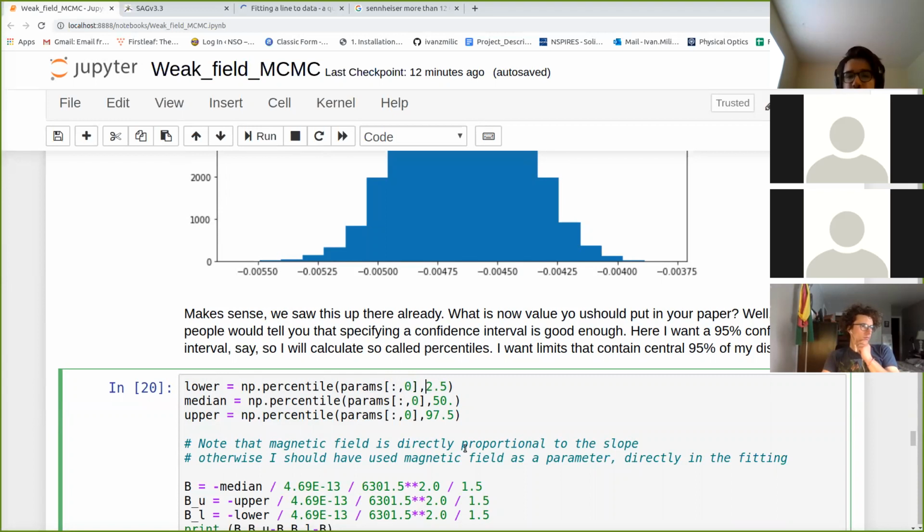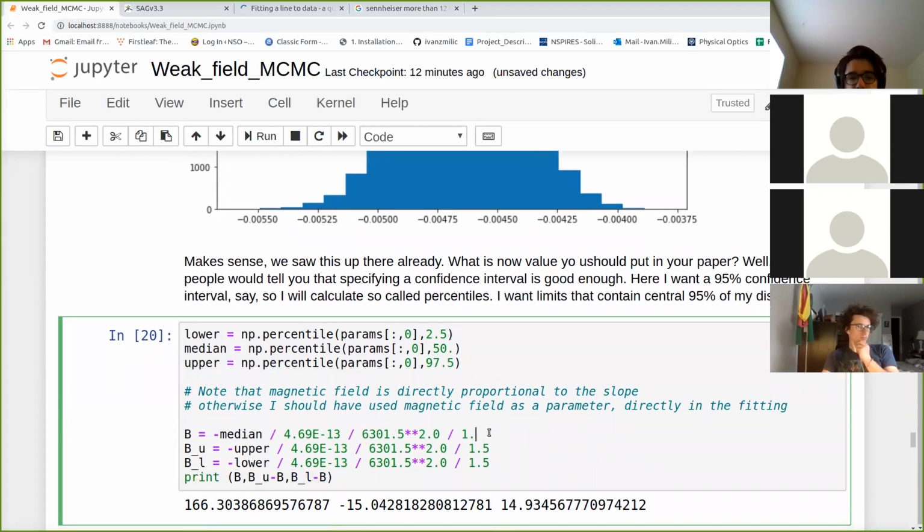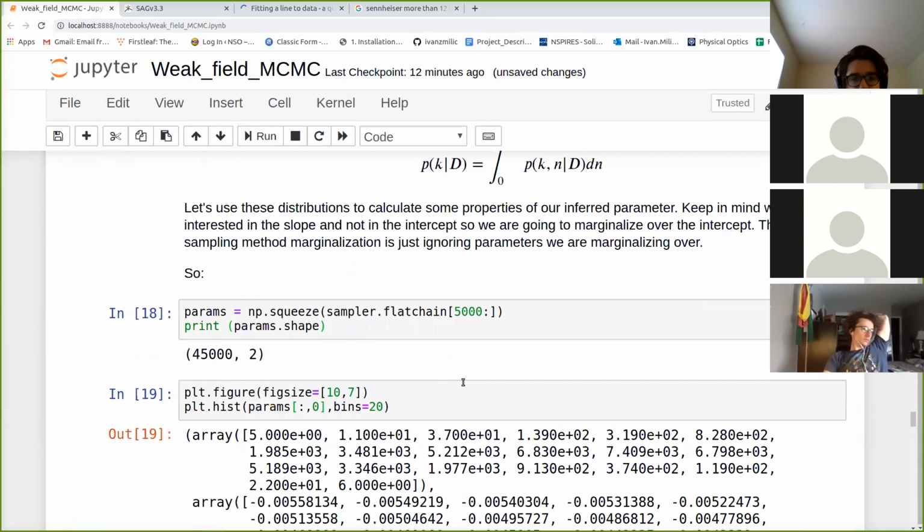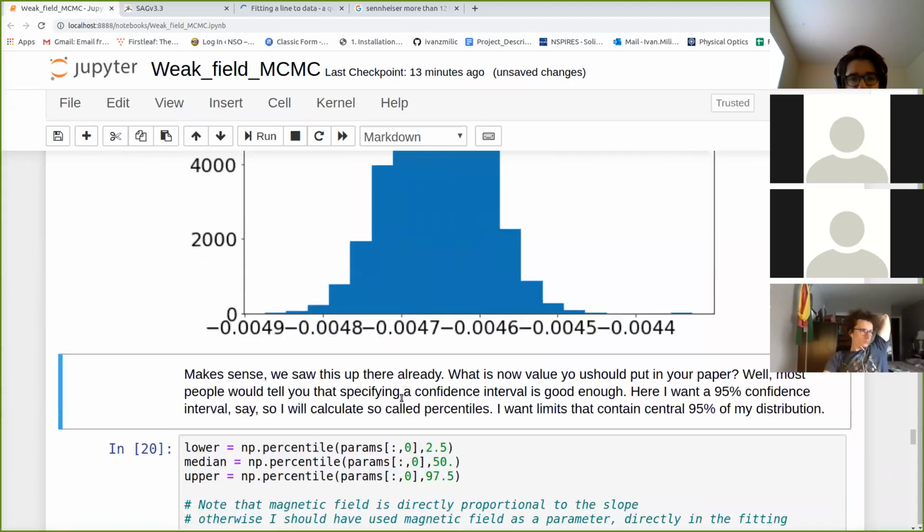So I'm interested in the position of where 2.5% of the distribution is, where 50% of the distribution is, which is the median, and 97.5%. And then I'm going to translate these into some values of the magnetic field. So we need 67 here, I'm sorry. And I'm going to run that now.